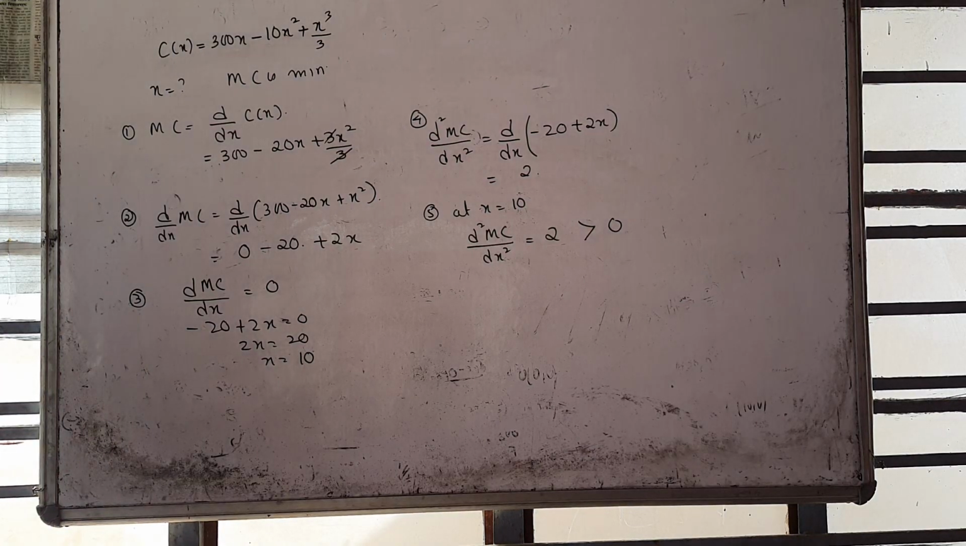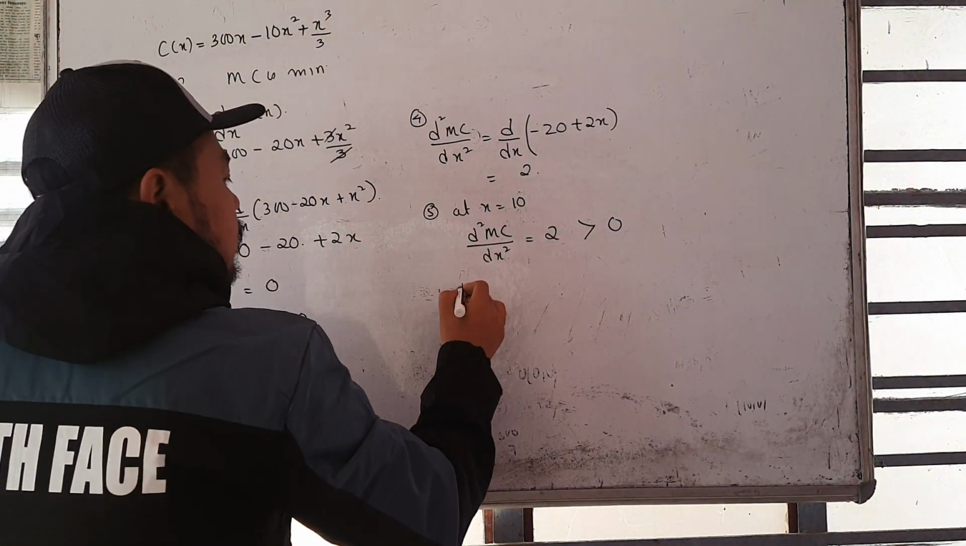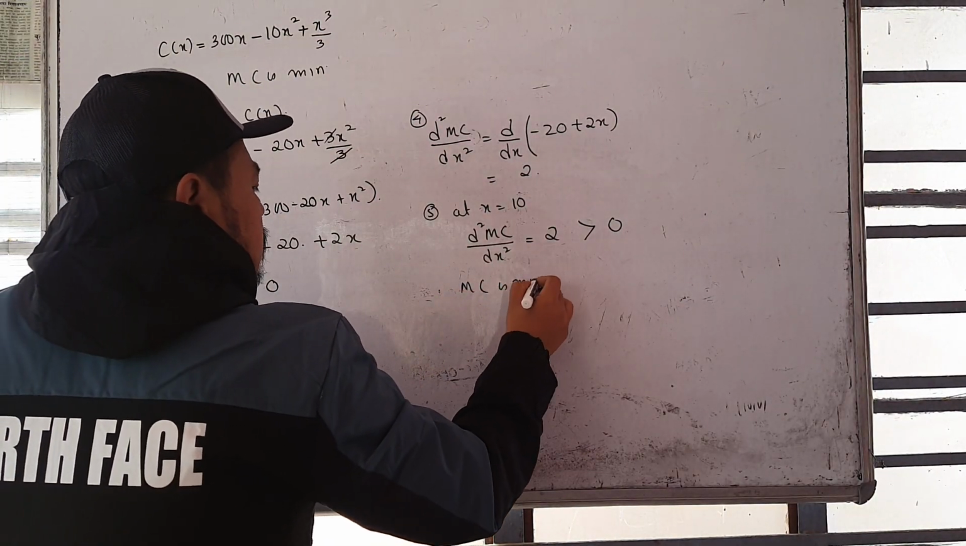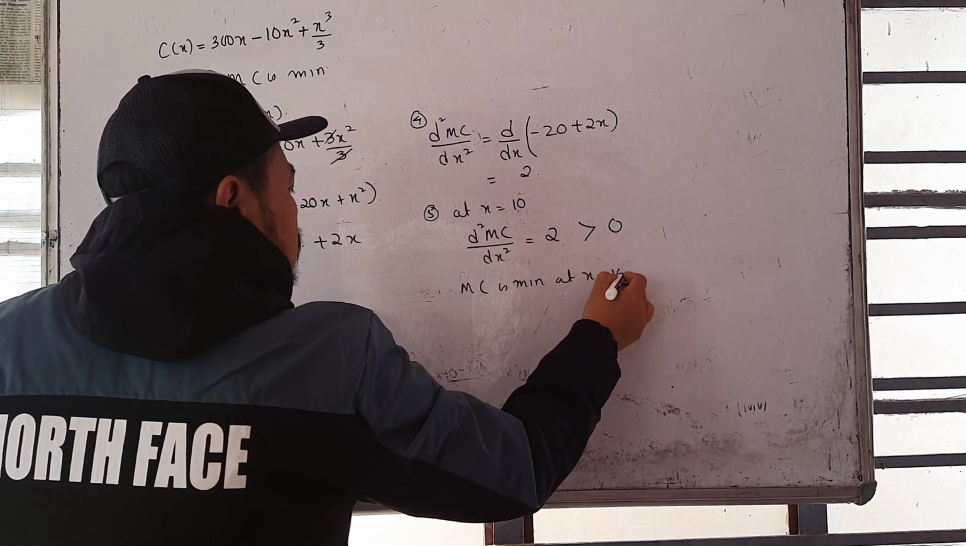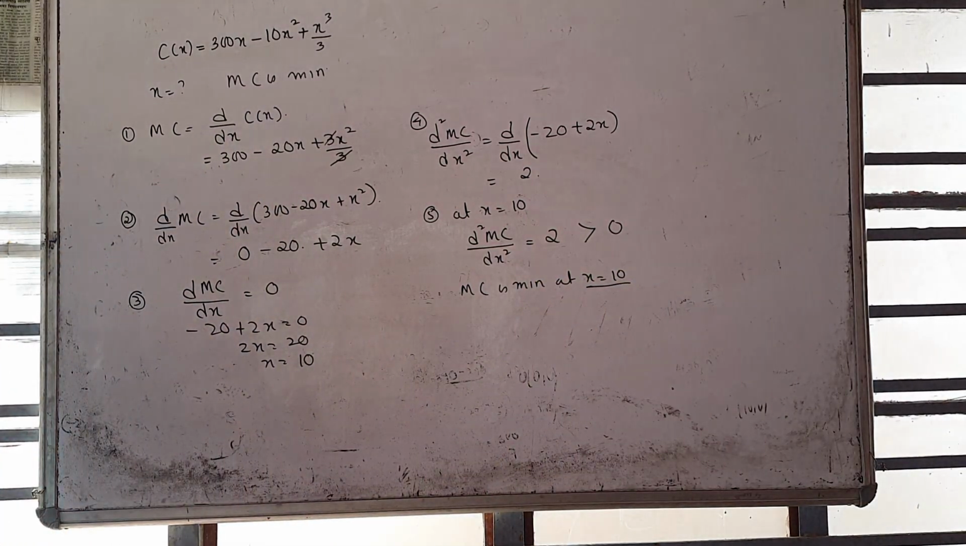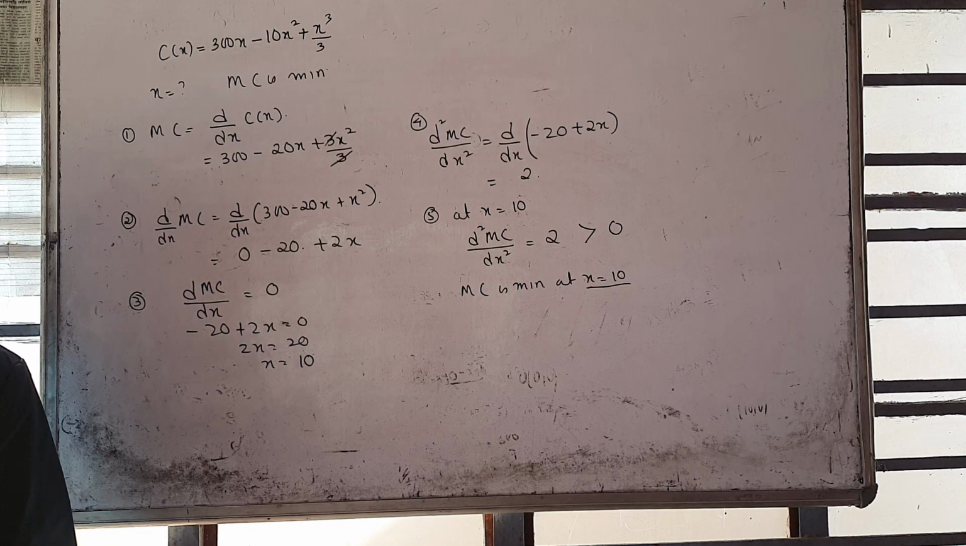What is this, everyone? Greater than 0. So what can you conclude, everyone? Marginal cost is minimum at x equal to 10. That means if x is 10, isn't it, output, if you make 10 markers, then the marginal cost is going to be the least, minimum. Is it clear?